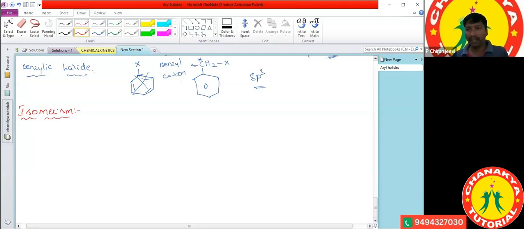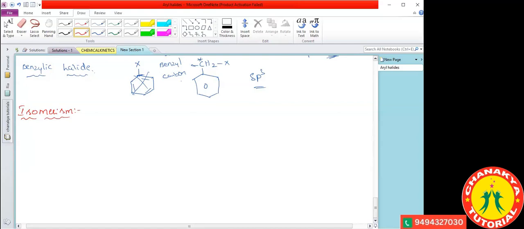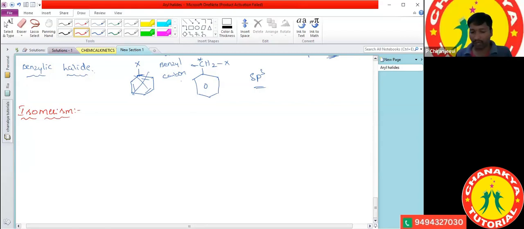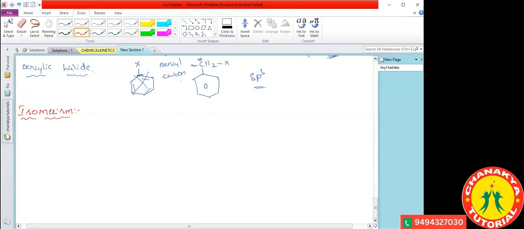Now, how many types of isomerism are there for us here? Isomerism is classified into how many types? Two types. Generally, isomerism is classified into two types. One is structural isomerism, another one is geometrical isomerism.